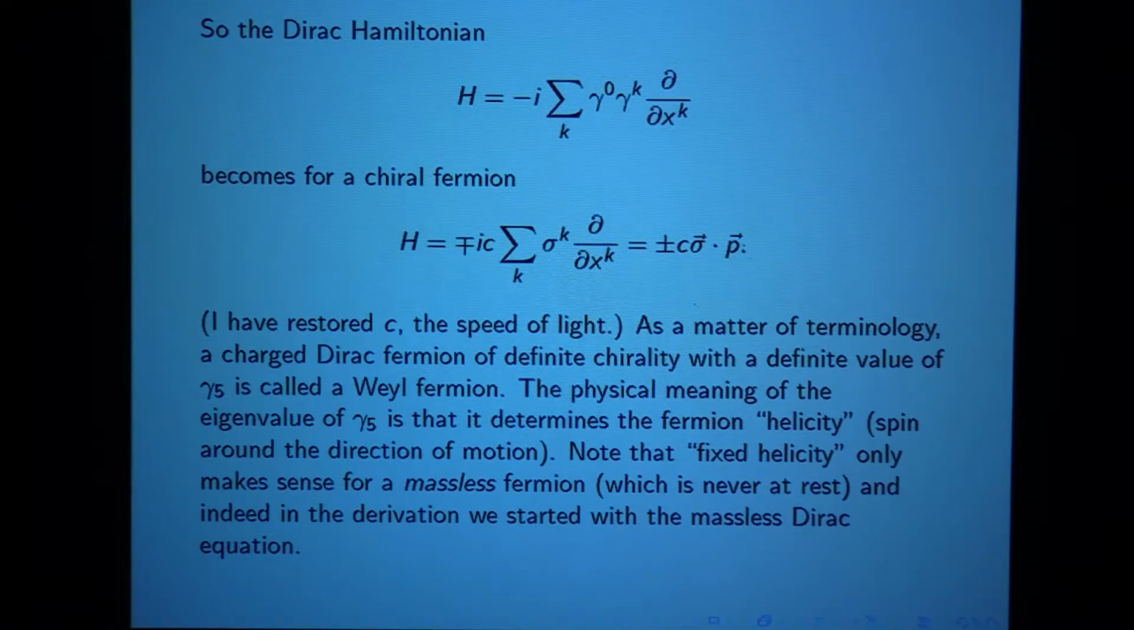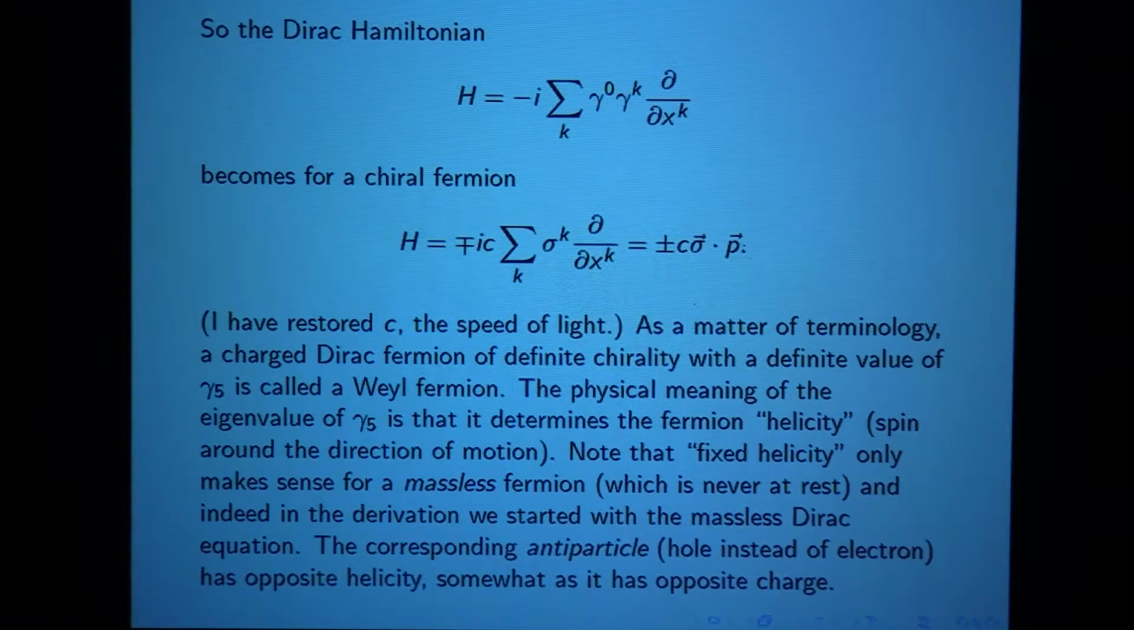Anyway, in relativistic physics, there's a notion of a massless Weyl fermion whose Hamiltonian is sigma dot p times plus or minus the speed of light. Now, there's also a corresponding antiparticle, which in condensed matter corresponds to the hole rather than the electron. It has opposite helicity somewhat as it has opposite charge.